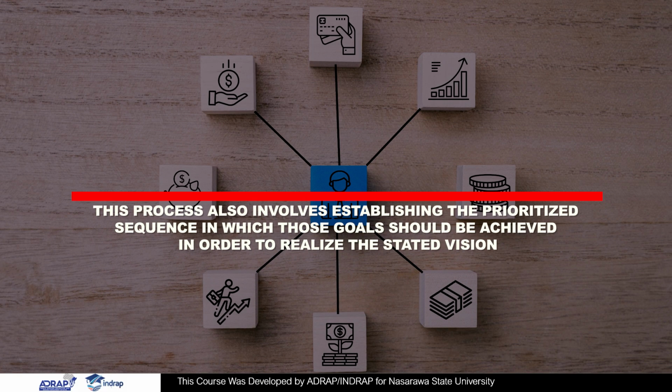This process also involves, again, establishing priorities. Look at the sequence. Because remember we said organizational resources are what? Scarce. So if they are scarce, using your limited resources, you must arrange priority and see how it can be achieved. Setting up goals to be determined in order to realize the stated vision.